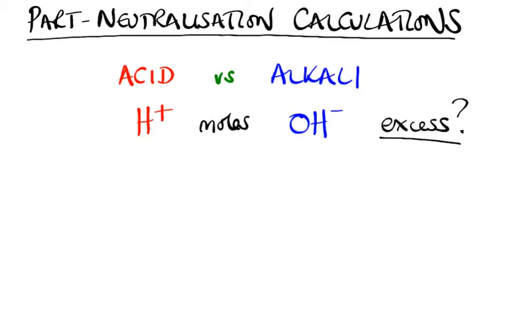So whichever you've got a larger number of, so if you've got more hydrogen ions, you're going to end up with an acidic solution. If you've got more hydroxide ions, you'll end up with an alkaline solution. Once you've done that, you just need to remember that you've added two samples together. So what is the new total volume? And then you can work out the resultant concentration from the moles divided by the volume.